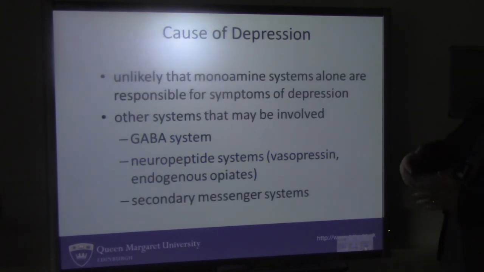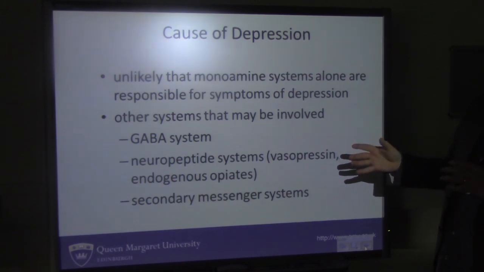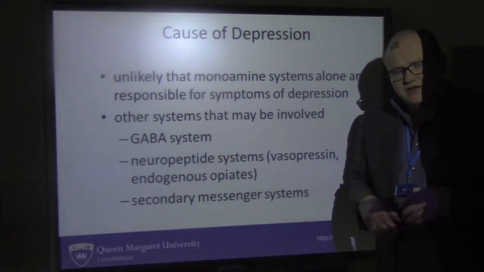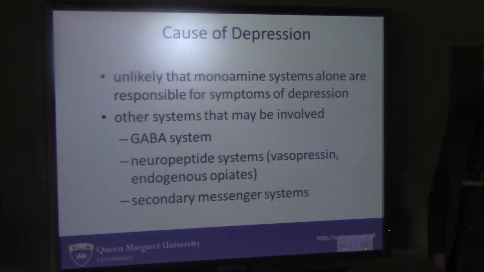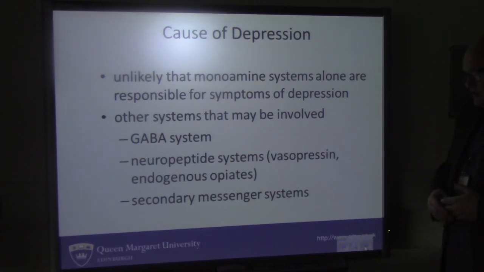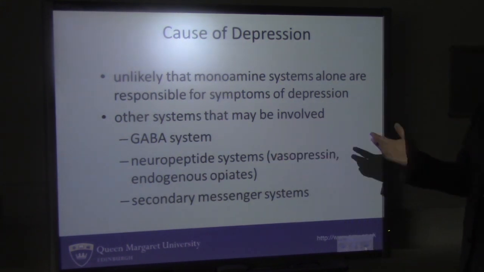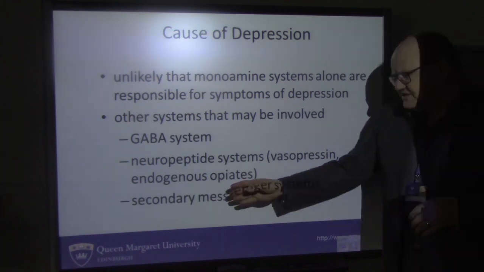Now, it might be that you've got other transmitters involved, and one that always crops up is GABA. GABA is the major inhibitory transmitter in the brain. So, gamma-aminobutyric acid, or GABA, could it be that the GABA neurons are firing more and inhibiting the serotonergic and noradrenergic neurons, making them fire less? Could be that. There could also be various things like the endogenous opiates, endorphins and enkephalins, which are postulated, and various second messenger systems.